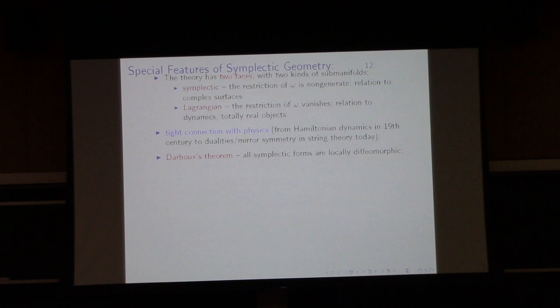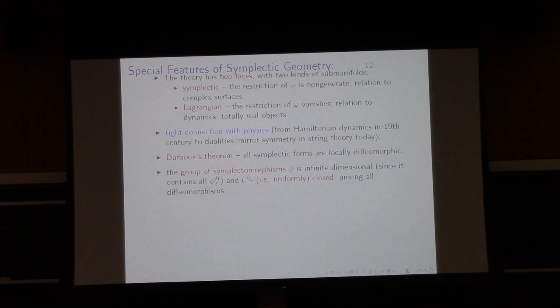Which of course means that all the invariants you might find in symplectic manifolds are global information. And then another very important thing is that the group of symplectomorphisms, the diffeomorphisms that preserve the structure, is infinite dimensional, because you can have any function as your Hamiltonian generating a flow.